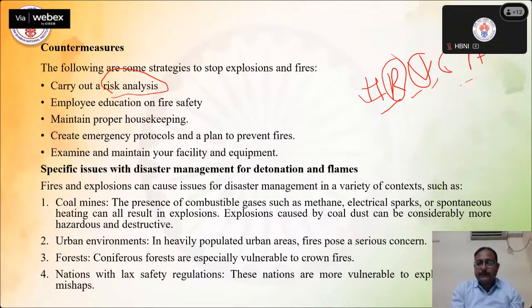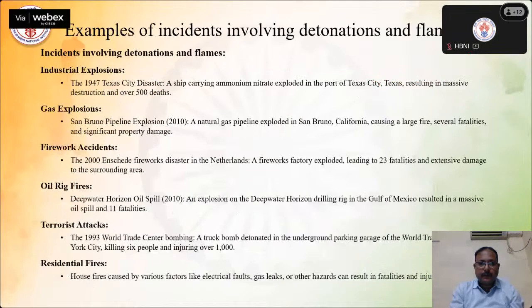Now coming to the next slide, examples of incidents involving detonations and flames. Industrial explosions. I have given the first example of industrial explosion, the 1947 Texas City disaster. See, we have to learn from the past, so that's why I again tried to quote some examples, so that we can easily understand and will not have big problems in understanding what we actually want to learn from this particular thing.